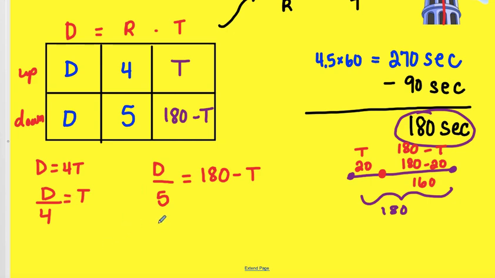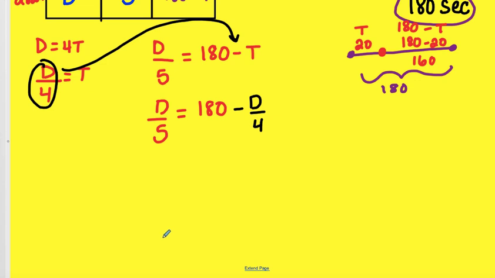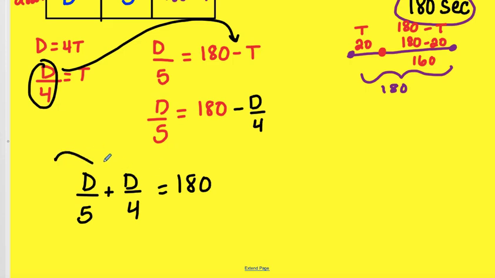So I did d over 5 equals 180, and I substituted d over 4 in for t, so minus d over 4. Then I decided to get the d's on one side, so d over 5 plus d over 4 equals 180. Some teachers might not do it like that. Some might say the two times together and jump right to this. That's fine. I was just thinking about showing you a way to use substitution if you have two variables, because these really are one variable equations.